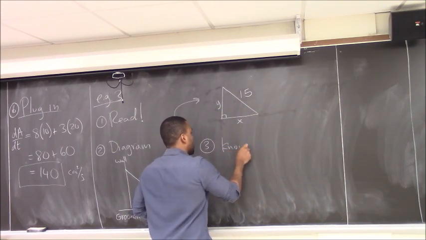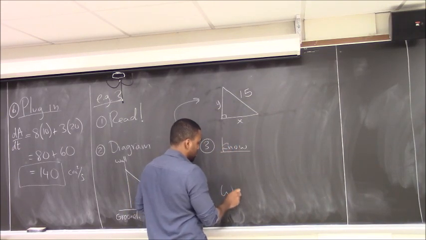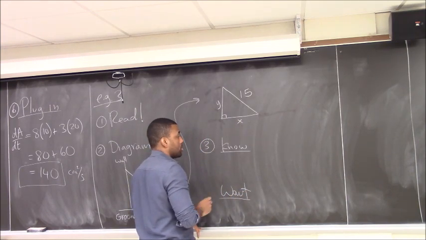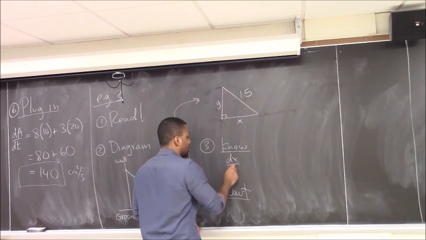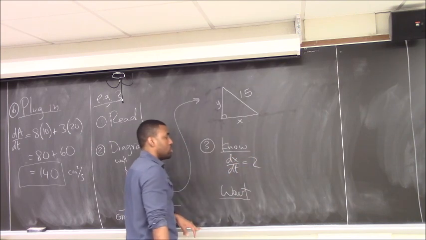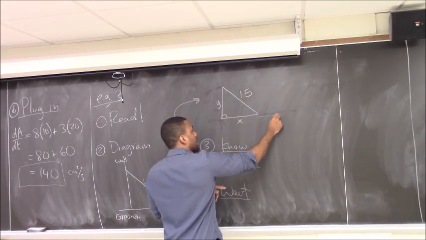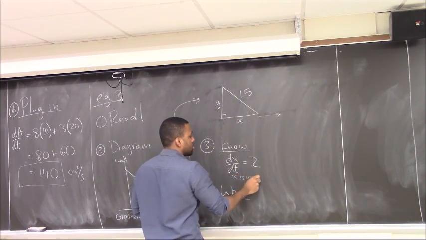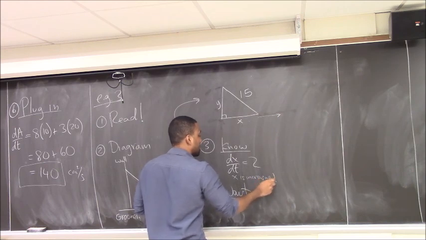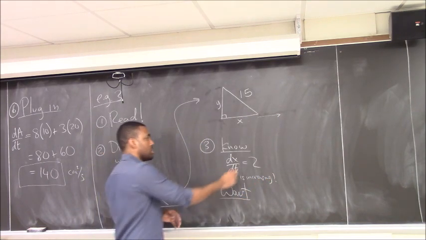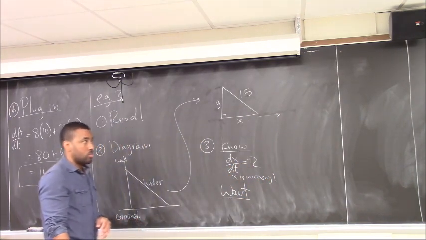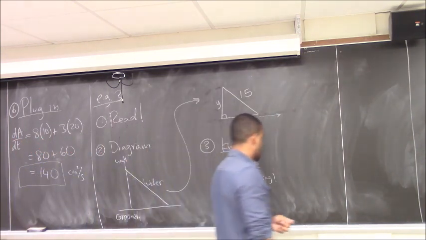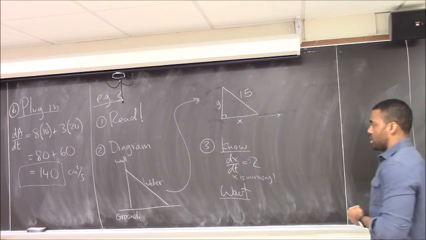Move on to step 3. What do we know? What do we want to find? You know, dx over dt is 2. I know it's 2 because my x is increasing, right? As the ladder slides away, I know that my x is increasing. So that's why it's a positive 2. Based on how I drew that picture, it's increasing. And I think that's the only thing we get.